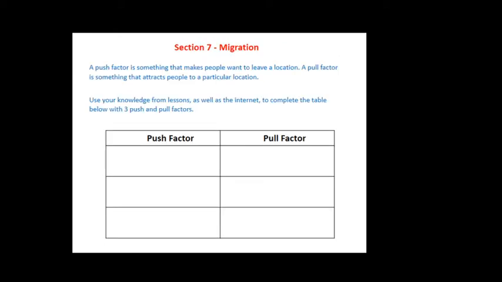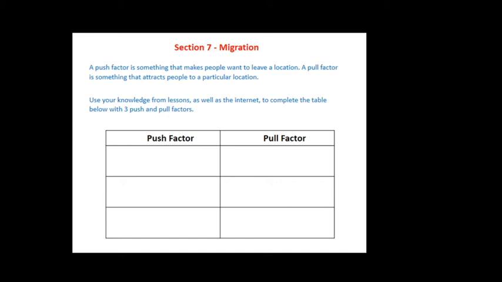Section 7 is migration. So migration means to move in basic terms. Now when we talk about migration, we think about what's causing people to move. Why are they moving from where they've possibly grown up, and why they're going somewhere else? And we refer to that as a push factor or a pull factor. A push factor is usually something negative that causes people to want to leave, and a pull factor is usually something positive that's pulling them in, it's attracting them.